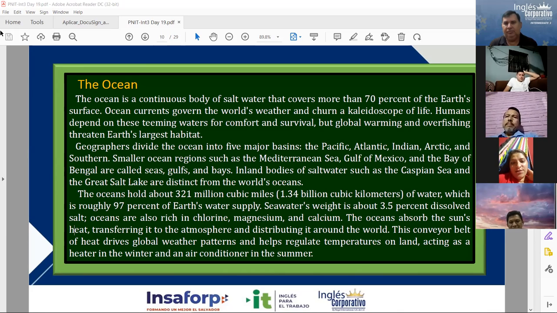The ocean is a continuous body of salt water that covers more than 17% of the Earth's surface. Ocean currents govern the world's weather and ensure a kaleidoscope of life. Humans depend on this teeming water for comfort and survival. But global warming and overfishing threaten Earth's largest habitat.